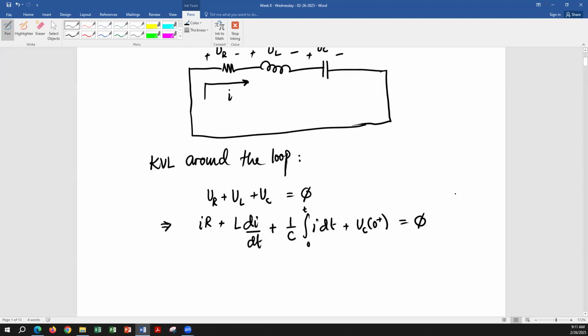And as we did for the parallel natural circuits, we have to get rid of the integral. So we are going to differentiate this equation one more time. And we can write this down as R di over dt plus L d2I over dt squared. And when we differentiate this, it's going to take care of the integral and we're going to be left with I over C. And of course, the differential of the constant value, VC(0), will be 0. And that will be equal to 0.